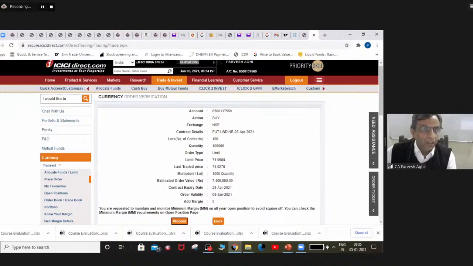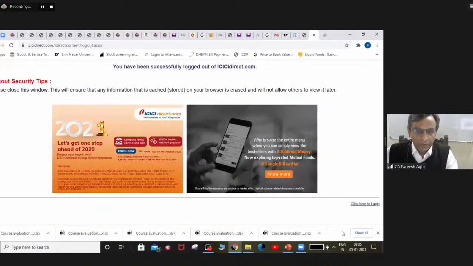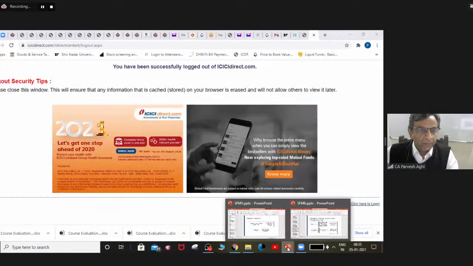Okay, so I have taken a buy decision through the National Stock Exchange. Contract details are April. Quantity is 100, so $1 lakh US. Limit price is 74 that I put. Estimated order value is 74 lakhs 5,000. Then you say add margin. As soon as I say proceed, it will go for adding. But I won't do that because this is my actual trading account. So I'll just log out and go back to the screen and explain that.